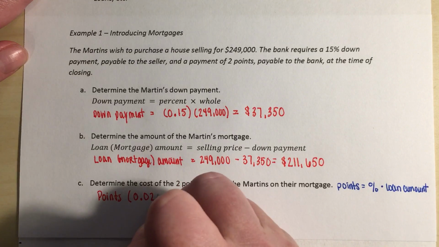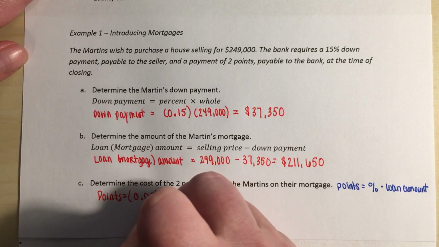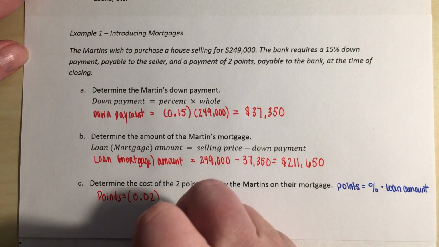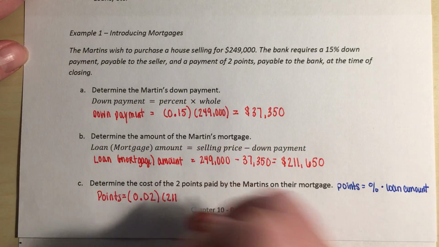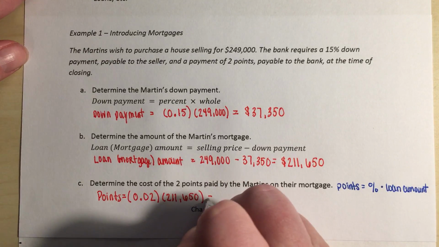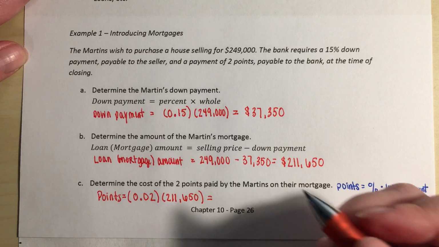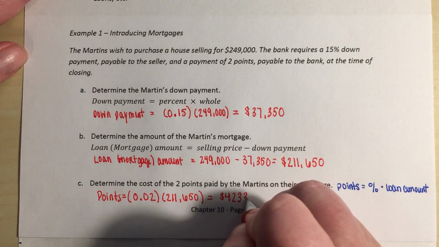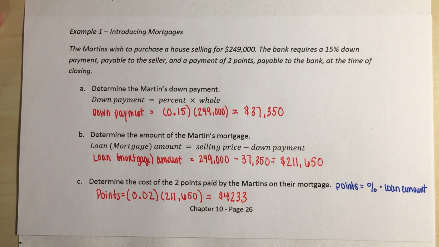Right, so each point represents a percent. So 2 points is 2%, times the amount of the loan, which is that $211,650 from Part B. And that is going to give us $4,233. Right? So again, points are interest that are prepaid by the buyer and may be used to reduce the stated interest rate the lender charges.